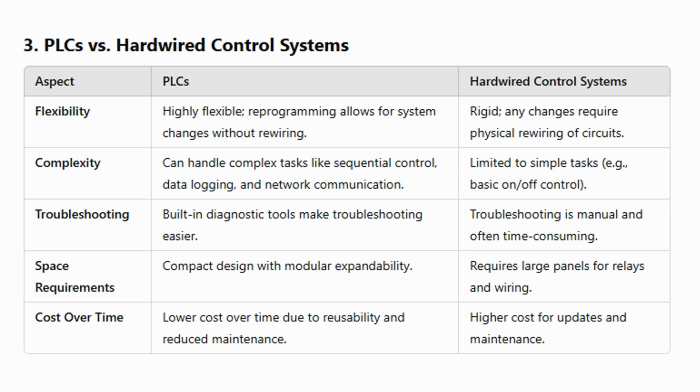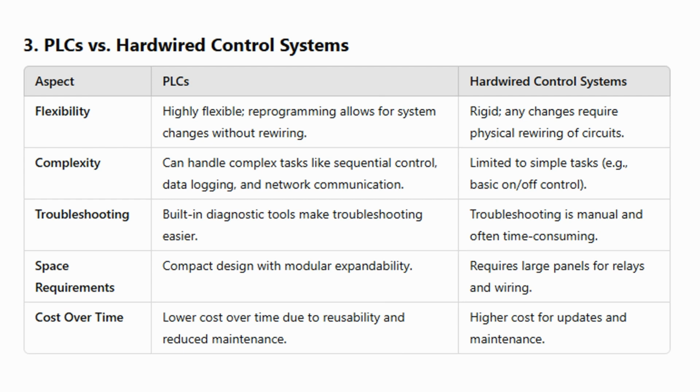And then, of course, this one here should be pretty easy. PLC versus hardwired system. I don't even think I really need to read through all these. Hardwired systems are very rigid. Anytime you want to make a change, you've got to physically rewire circuits. Complexity is very limited to simple tasks, basic on-off controls.